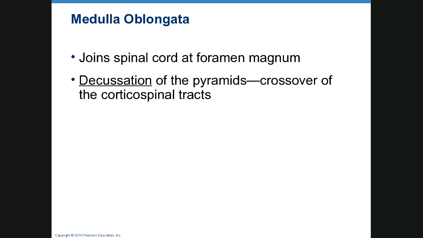Now, the medulla oblongata joins the spinal cord at the foramen magnum, and this is where you get decussation of the pyramids, which means the crossover of the corticospinal tract. So the crossing over of the messages from the left side of the brain to the right side of the body.